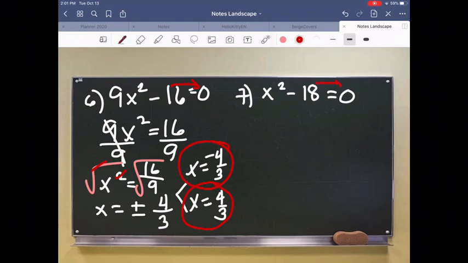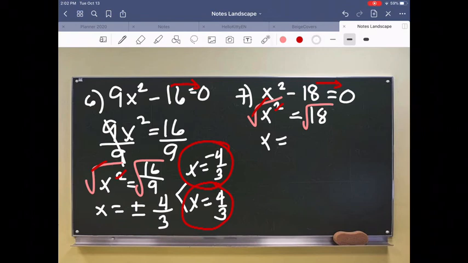How about number 7? Okay, so number 7, we start with transposing 18 to the other side. So that is x squared minus 18 equals 0. So we transpose negative 18 to the other side. We get x squared equals 18. Okay. And then the next step is to extract the square root. Okay, so we cancel squared and square root. We get x. Now, on the right side, we have 18. 18 is not a perfect square. Okay? Pero meron siyang factors na perfect square. Ano yung factors niya na perfect square?